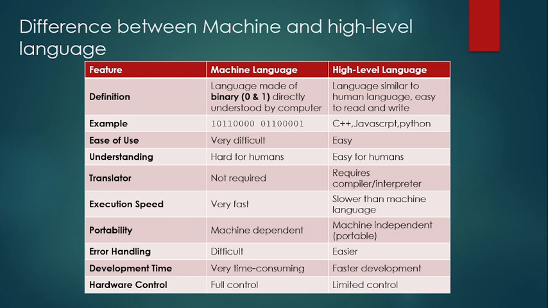And translator, I firstly talked about that: not required for machine language, but high-level language needs a translator like a compiler or interpreter. Execution speed for machine language is very fast, but high-level language is slower than machine language. Portability: machine language is machine dependent, but high-level language is independent and portable. And error handling is very difficult for machine language, but easier for high-level language.